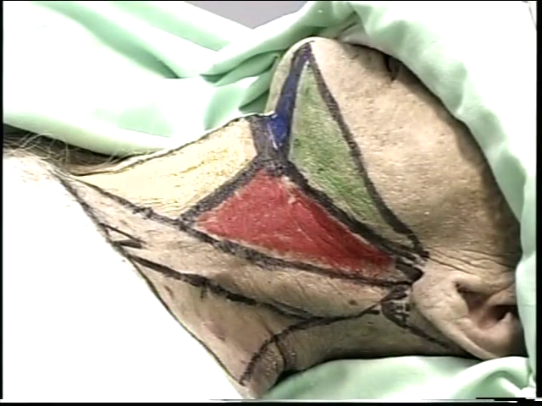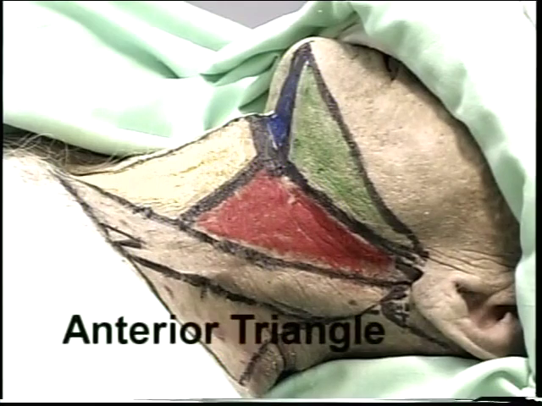Now I am going to demonstrate the different triangles of the neck. The anterolateral region of the neck is divided into two main triangles, the anterior triangle and the posterior triangle. So now let's look into the margins of the anterior triangle.